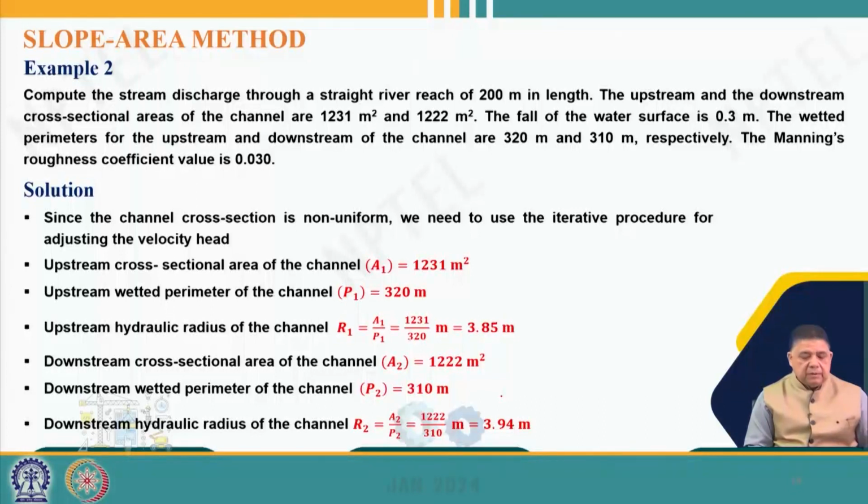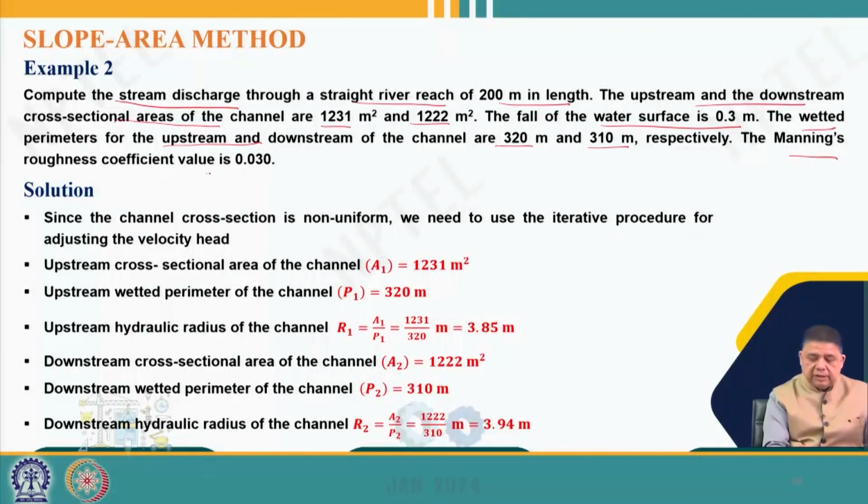Then let us take an example, a little bit more complicated one. Compute the stream discharge through a straight river reach of 200 meter in length. The upstream and downstream cross sectional areas of the channel are 1231 square meter and 1222 square meter. The fall of water surface is 0.3 meters. The wetted perimeters for upstream and downstream of the channel are 320 meters and 310 meters respectively, and the Manning's roughness coefficient is 0.03. Now, because in this case the channel cross section is non-uniform, we need to use an iterative procedure for adjusting the velocity head.